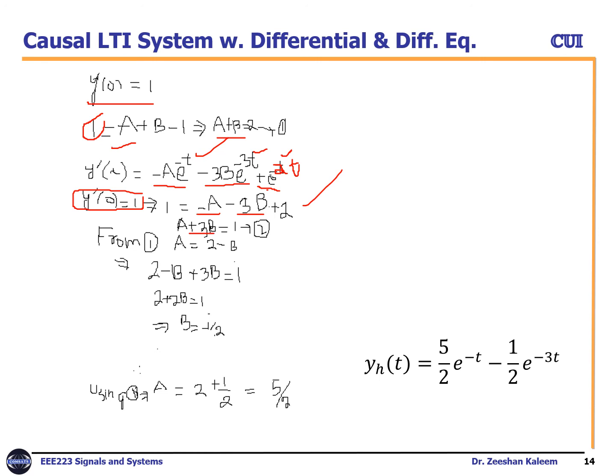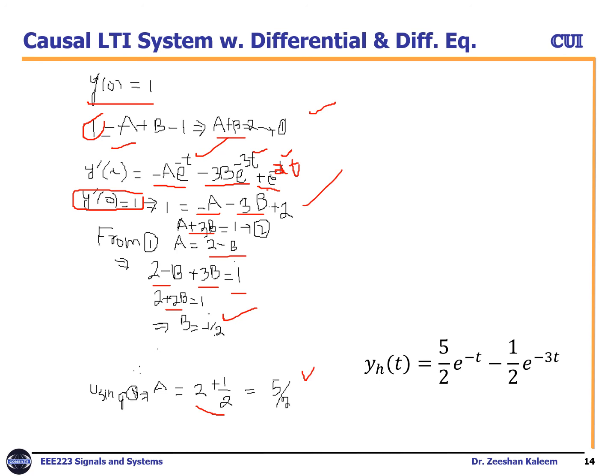From equation 1, we can write that a is equal to 2 minus b, right? Because of just rearranging. Now we can put this in equation 2. So instead of a, we put 2 minus b plus 3b equals 1. So it becomes 2 plus 2b equals 1, b equals minus 1 by 2. Now put b equals minus 1 by 2 in equation 1. So you can get a is equal to 2 plus 1 by 2, which is 5 by 2.